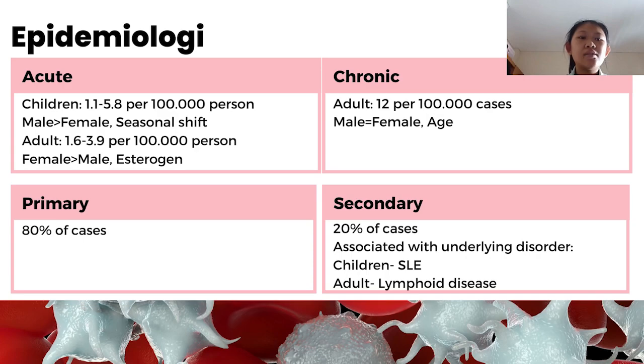Greater incidence among youngsters occurs in spring and early summer following viral infection. Meanwhile, greater estrogen level promoting autoimmunity influences the ITP incidence in adults, especially in females. On the other hand, chronic ITP is more common in adults with frequency 12 per 100,000 cases, increasing with age but having no dominating gender. Approximately 20% of ITP cases are secondary, which means the rest mostly are primary. Secondary ITP is associated with underlying disorders such as SLE in children and lymphoid disease in adults. That's all from me. Thank you.